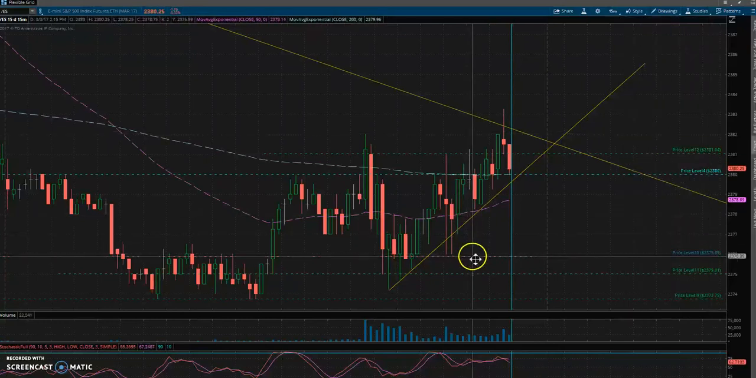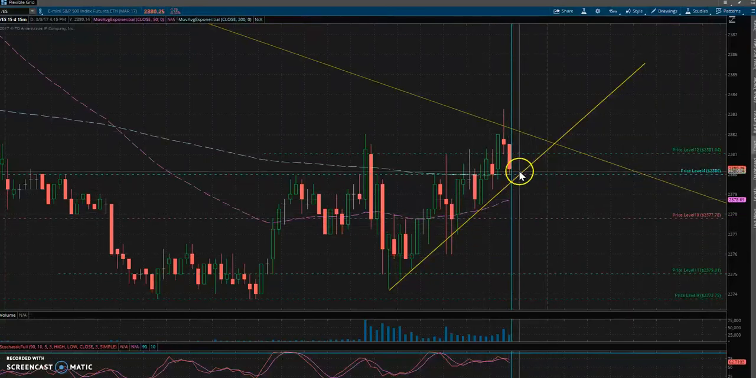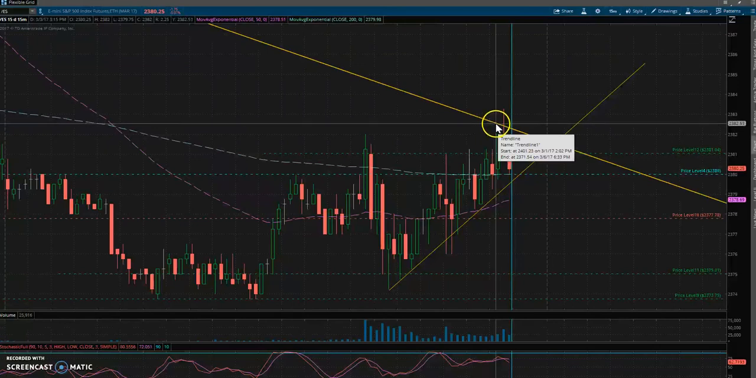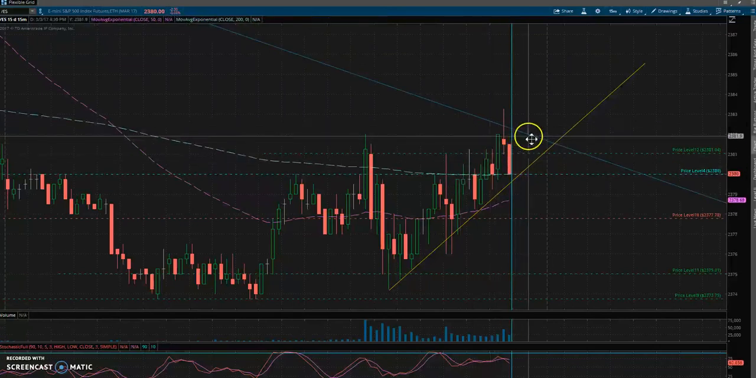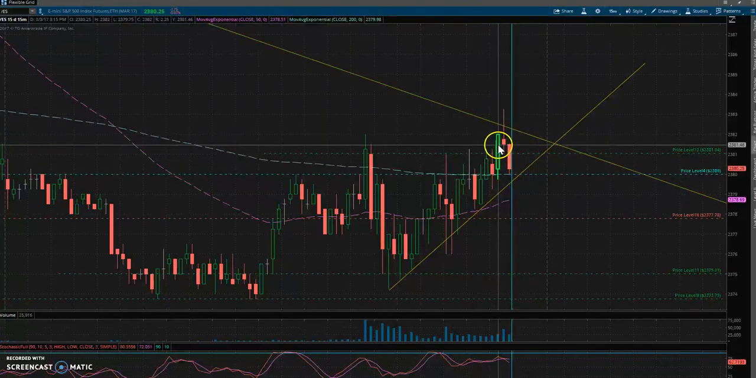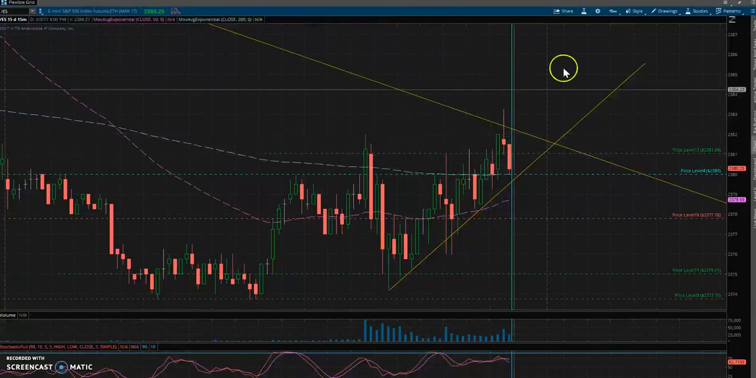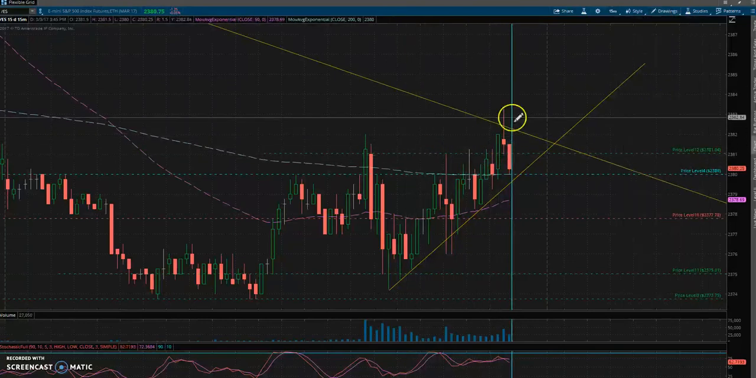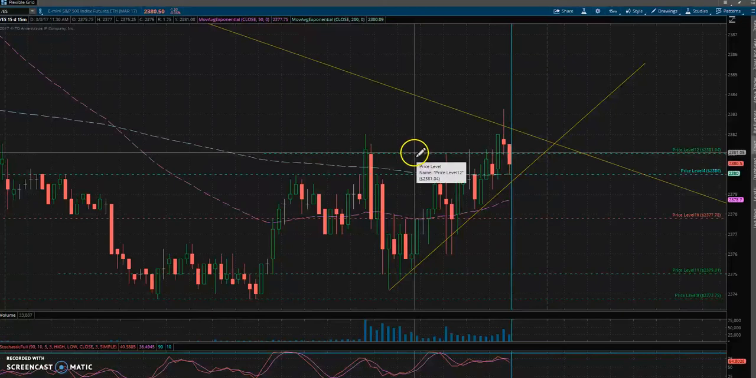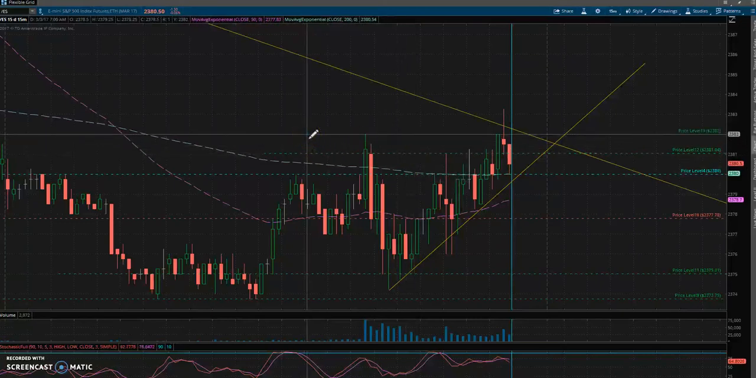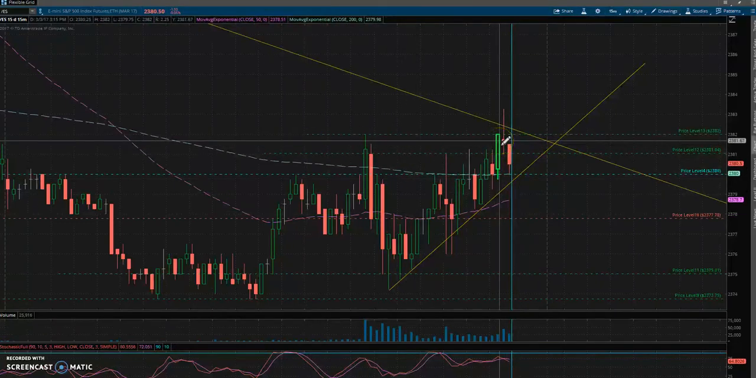Now I'm just pulling my stop up as structure is respected. And in the end, I had this trend line as a target. I did not ride it all the way up to this trend line. I rode it up to this candle on this last push past this structure and up to this structure. So I got out at the test of this structure.